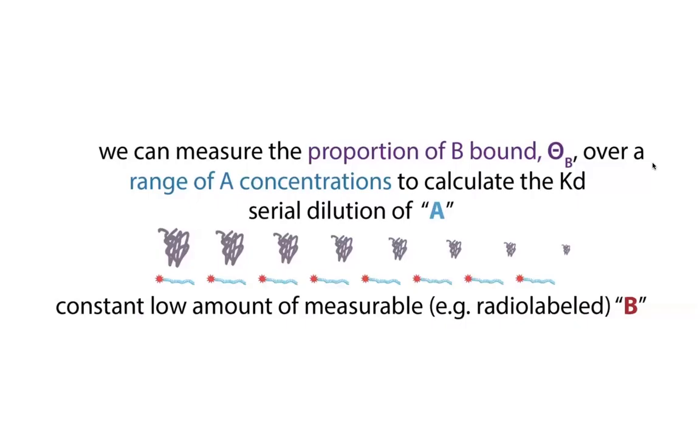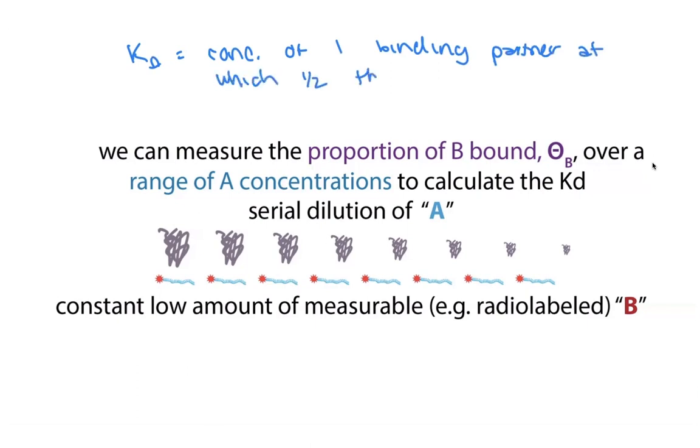So we said that we have that relationship where KD equals the concentration of one binding partner at which half the other is bound. And we'll look mathematically at why this is in a minute. But basically, we have this connection between the concentration of one binding partner and the probability that we're going to find the other partner married to it.